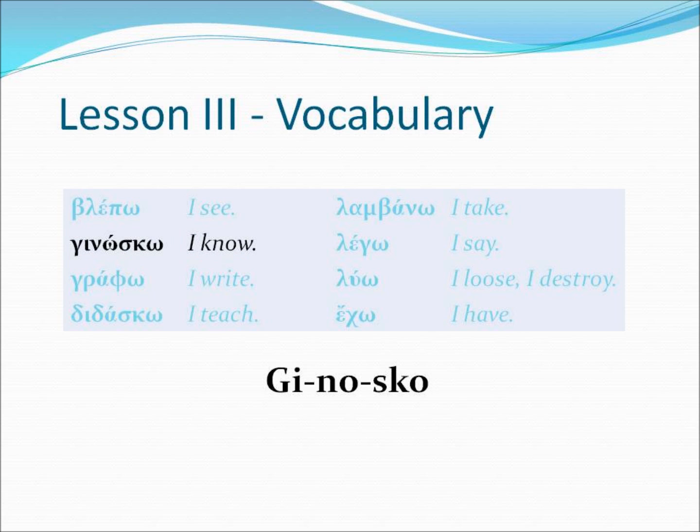The second word on our list is gnosko. Gnosko. Gamma, iota, omega, sigma, kappa, omega. It means I know. Our English word agnostic means agnosko, or I do not know. The alpha means the opposite of. So if gnosko means I know, agnosko means I do not know. And that's where we get our word agnostic from.